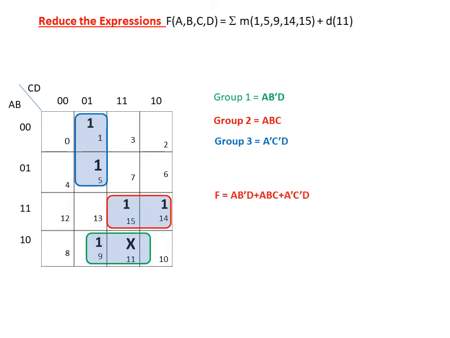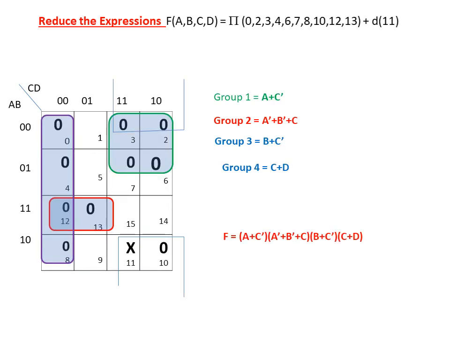Now for this SOP expression, the don't care is 11. So with this, we are grouping into 2 cells, these two cells and these two. The answer for this one is A bar, C bar, D, and for here A, B, C, and for this one A, B bar and D.